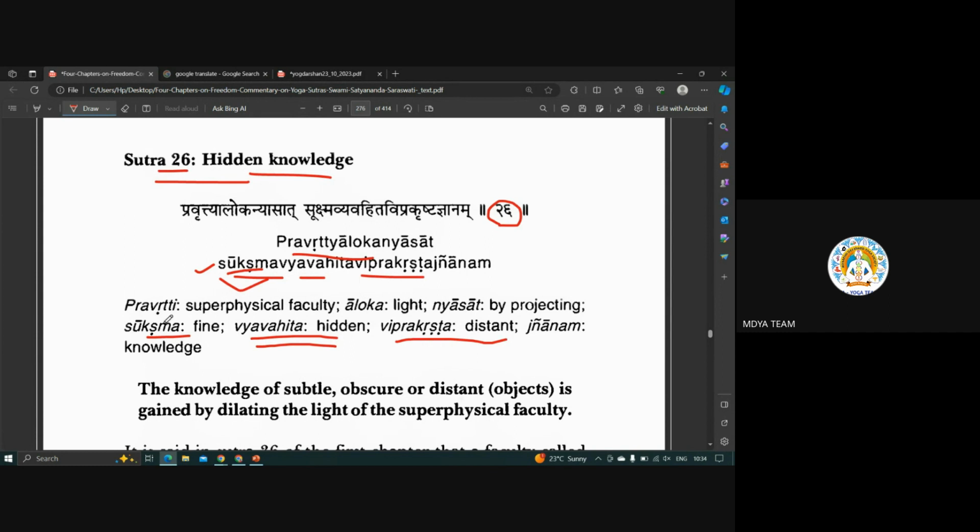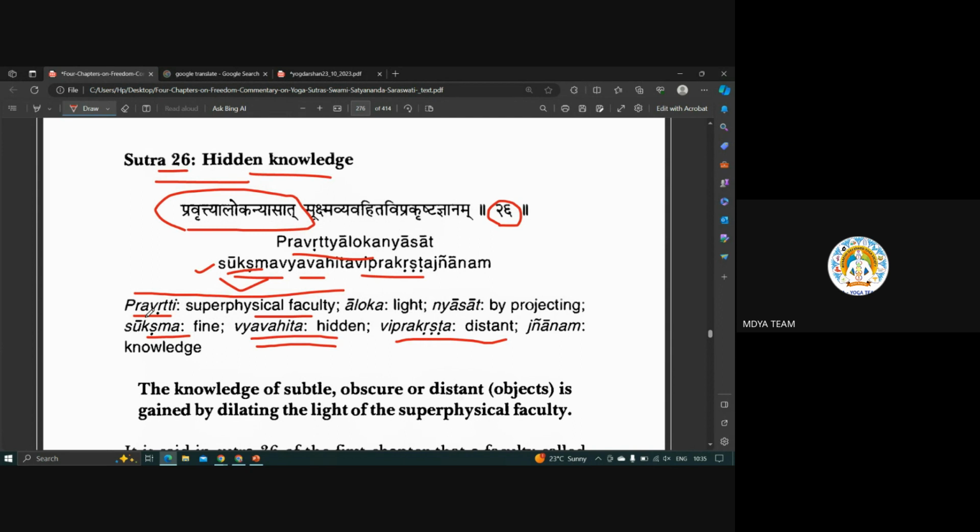How will a yogi get this kind of siddhi? It is Pravritti. Pravritti means the super physical faculty. Pravritti-aloka-nyasat, we call it in common words. In the Gita Press text, they associate the meaning of Pravritti with Jyotishmati Pravritti. Please note down this word because it is not in this English book. One time in the UGC exam this question was asked. That's why I am telling you, please remember the sutra.